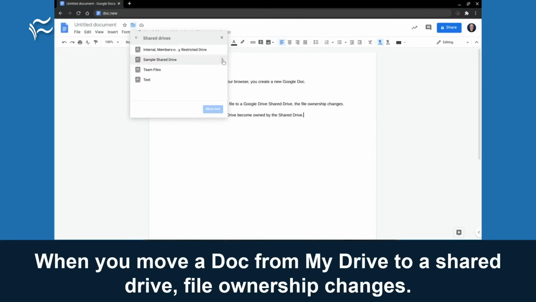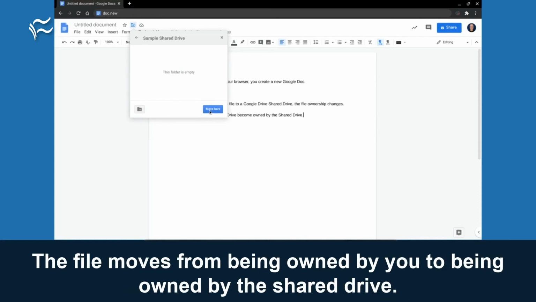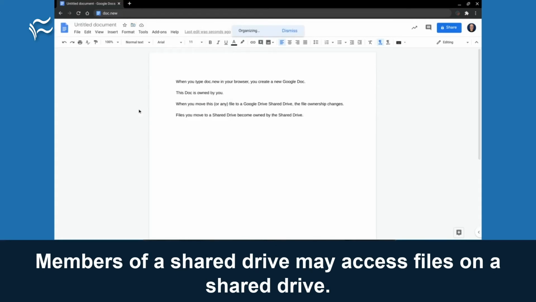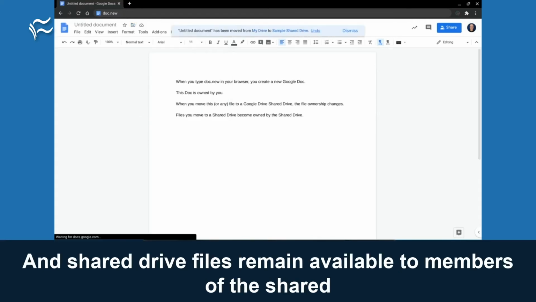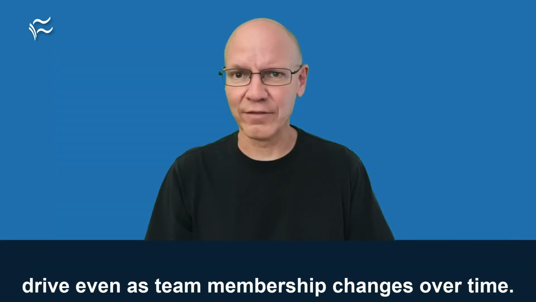When you move a doc from My Drive to a shared drive, file ownership changes. The file moves from being owned by you to being owned by the shared drive. Members of a shared drive may access files on a shared drive. And shared drive files remain available to members of the shared drive, even as team membership changes over time.